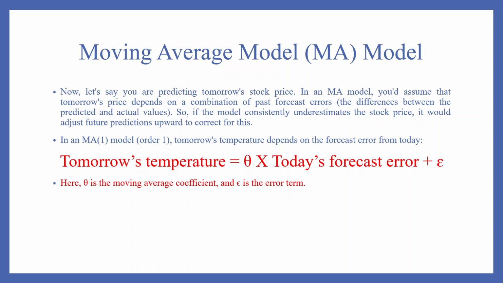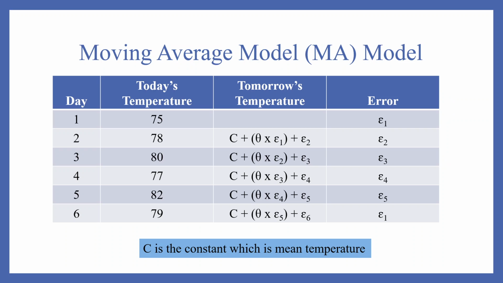In an MA(1) model, order 1, tomorrow's temperature depends on the forecast error from today. So tomorrow's temperature is equal to theta into today's forecast error, that is the difference between actual and predicted, plus epsilon, which is an error term. So here theta is a moving average coefficient and epsilon is the error term.